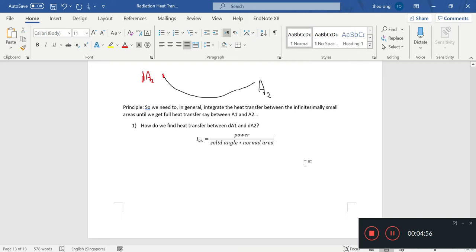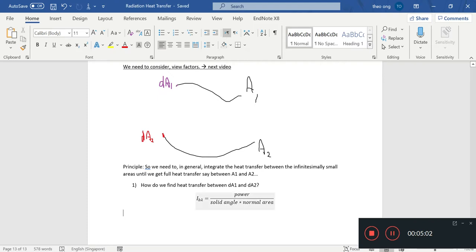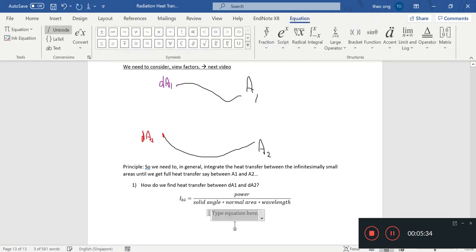So let's say this dA2, or dA1, is outputting this IB lambda, per wavelength, because this is on a per wavelength basis. IB lambda means per unit wavelength. Let's say you have a 3 nanometer wavelength, and then you have 1400 nanometers. So you have that kind of black body spectra that you have to consider as well. But for black surfaces, we do away with this.